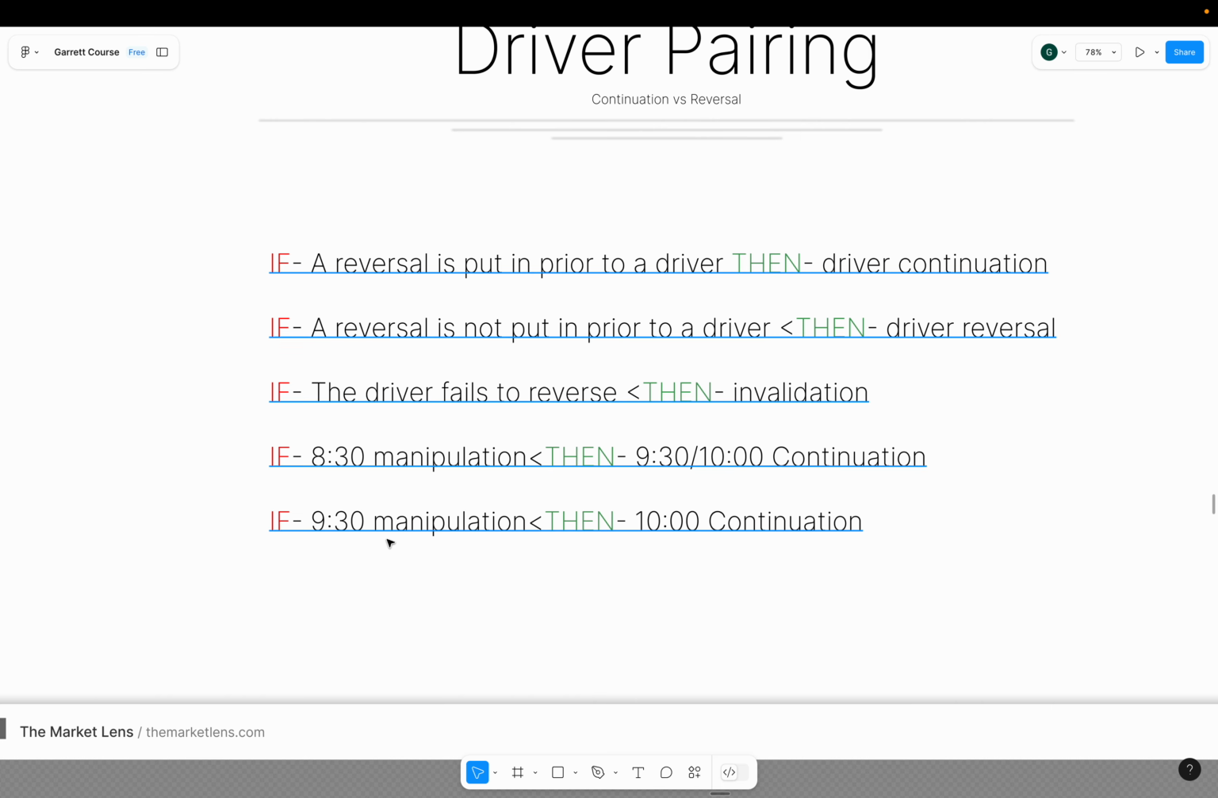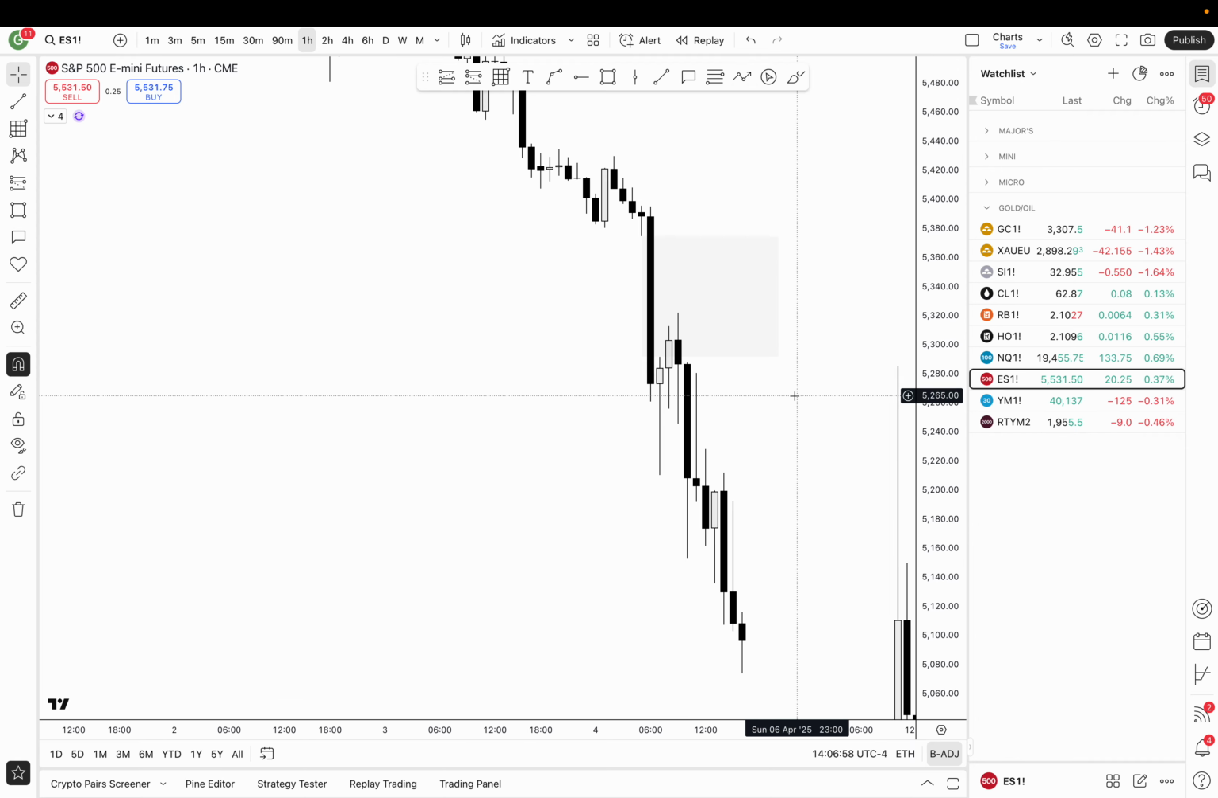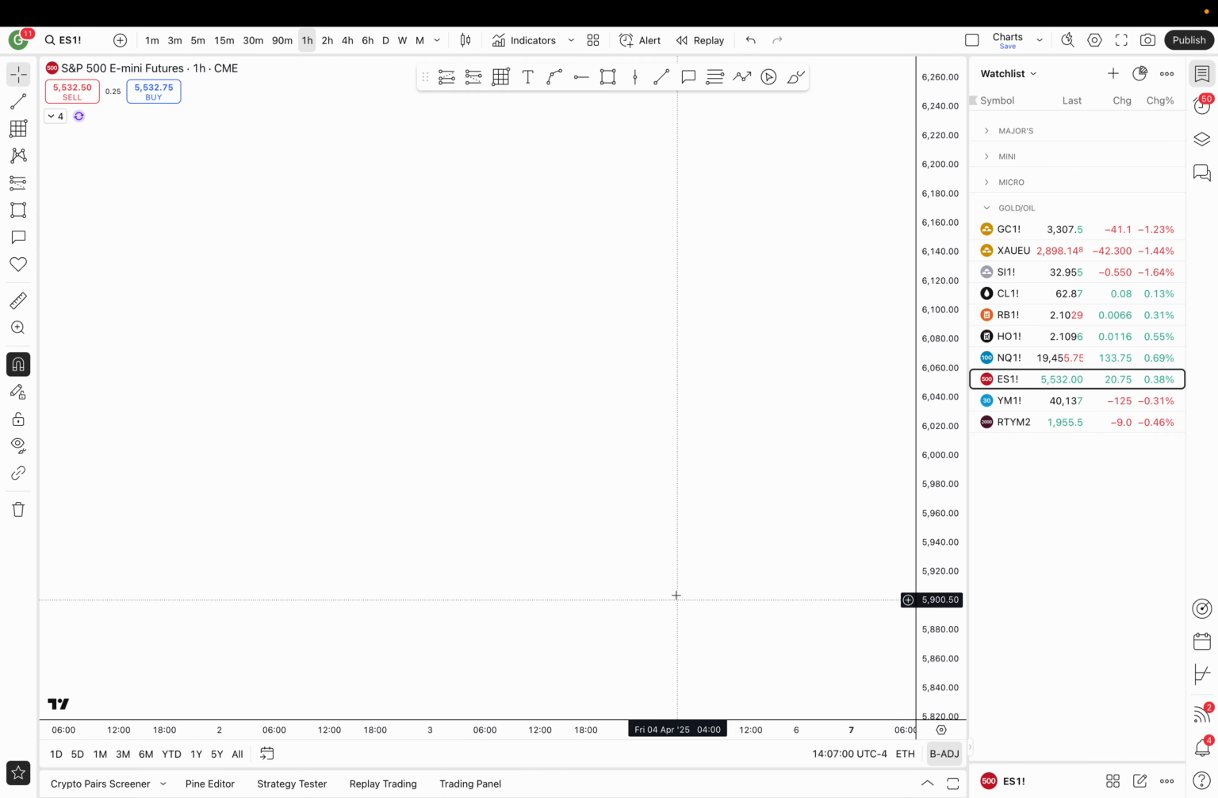But if 9:30 manipulates, then 10 o'clock should continue. So this is simply this slide here, at least. Pretty much both of these, honestly: if you're going to trade 9:30, if you're going to pair your entry with it, then the 6 o'clock candle needs to be an expansion candle, right? Now, if 9:30 manipulates within the 6 o'clock candle, that means that's a 6 a.m. reversal profile. Then 10 o'clock should continue, right? Pretty simple. Now let's get into how to actually trade it, how to actually trade a driver, how to actually anticipate price expanding.